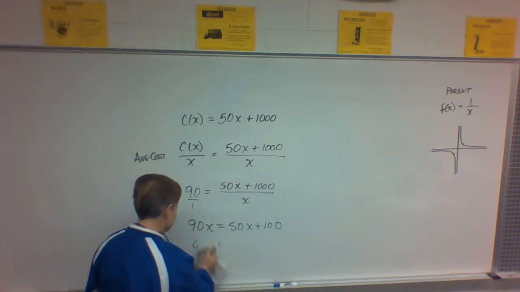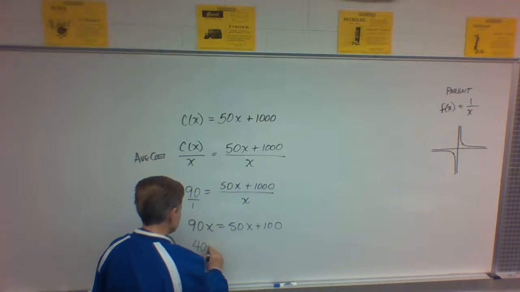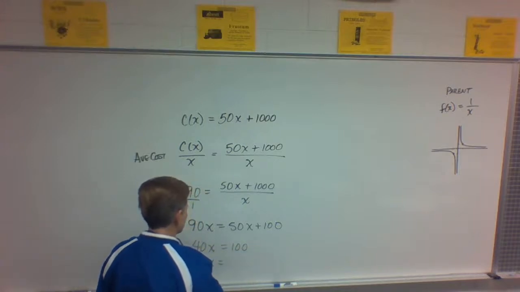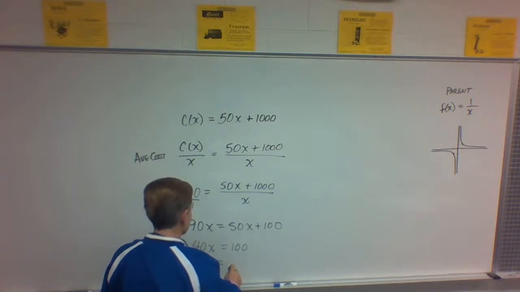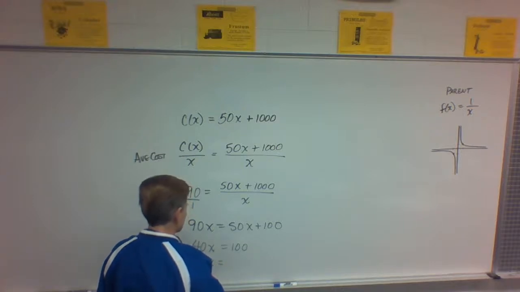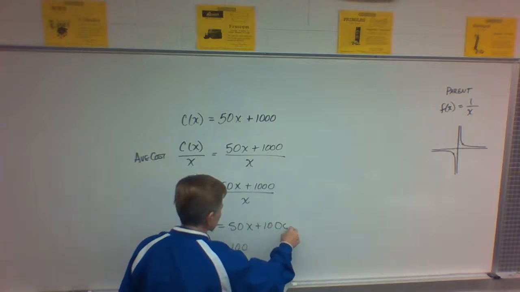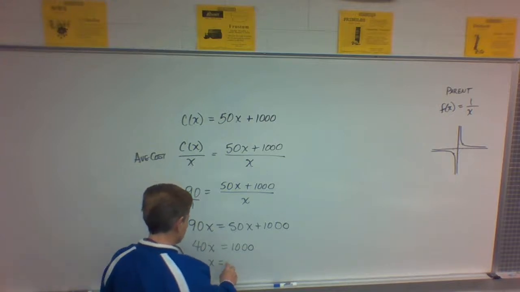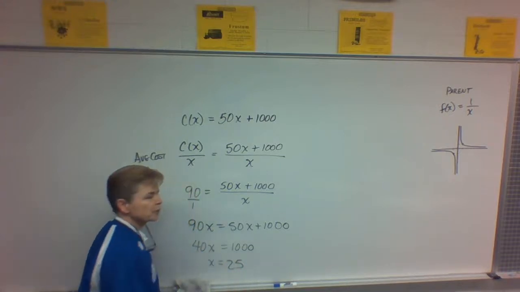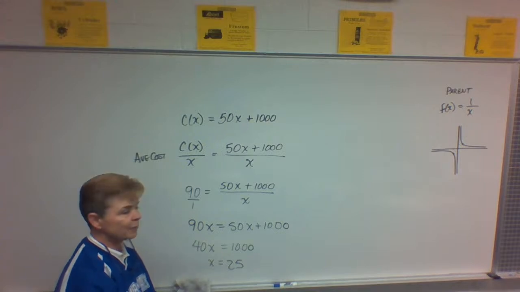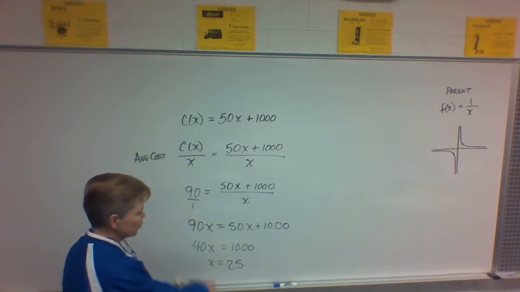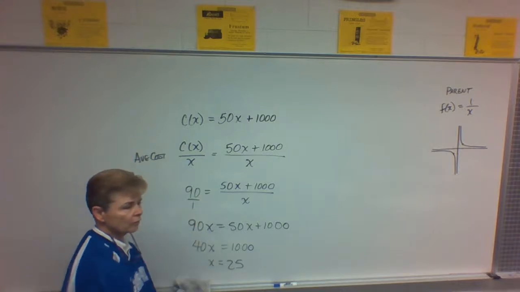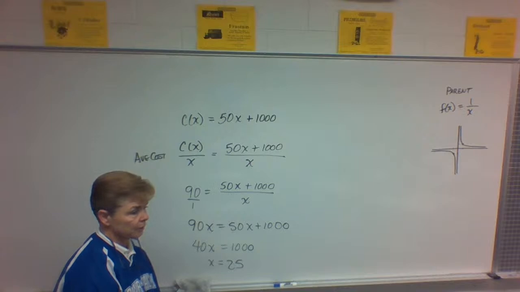40x equals 1,000. X is 25? It's not 25. It's 2.5. Oh, wait, I forgot my zeros. Try that. Do that instead. That one is 25. So you need to print 25 models, and if you do, then that means their average cost will be $90 a piece. If you print more than 25, like 30, it's going to come down a little bit more. It'll be a little less than $90 a piece.